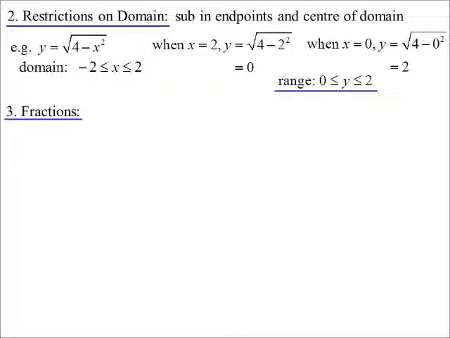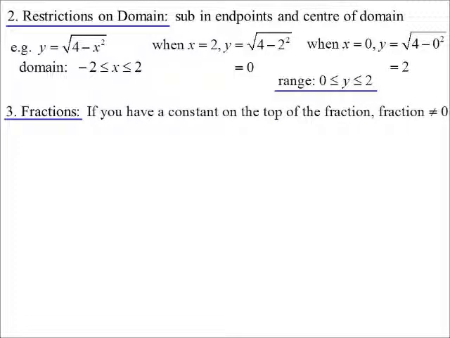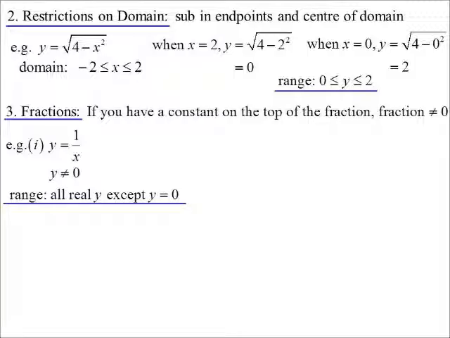Fractions. If you have a constant on the top of the fraction, then the fraction can't equal 0. Right? It's impossible to divide a number by something and come up with nothing. So, all right, pretend we don't know what it looks like. y equals 1 on x. Well, we know the domain. We've worked that out. The range, oh, look, constant on the top of the fraction. So it's impossible to get the answer 0 for that fraction. Can't happen. So all real y, except y equals 0.